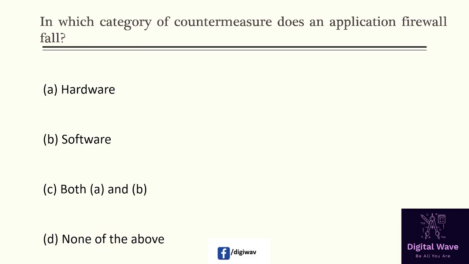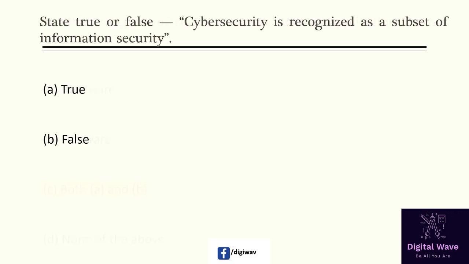Question number 2 is in which category of countermeasure does an application firewall fall? Option first is hardware, option B is software, option C is both A and B, and option D is none of the above. So right answer will be option C, both A and B, hardware and software.